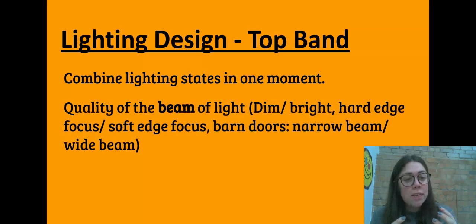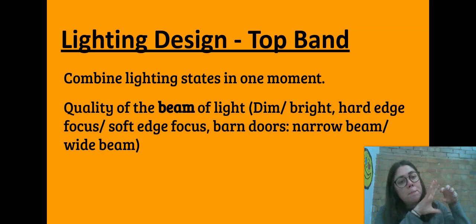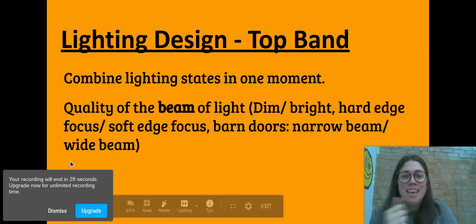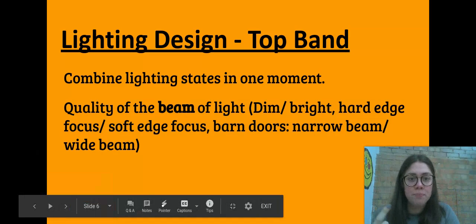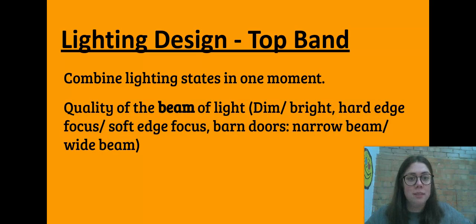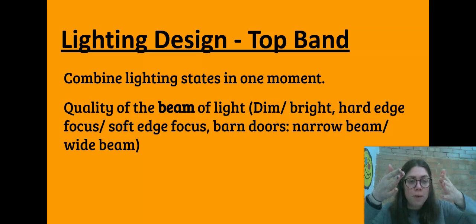So think about combining lighting states on the stage to create an effect. Secondly, the quality of the beam of light. So I talked earlier about the lantern, which is what the light sits in, and then the beam of light, which is the light that's projected onto the stage. Is that dim or bright? Has it got a hard edge focus, which means it's sharp around the edges? Or has it got a soft edge focus, which means it kind of blends into the darkness at the edges? Are the barn doors creating a narrow beam or a wide beam across the stage?